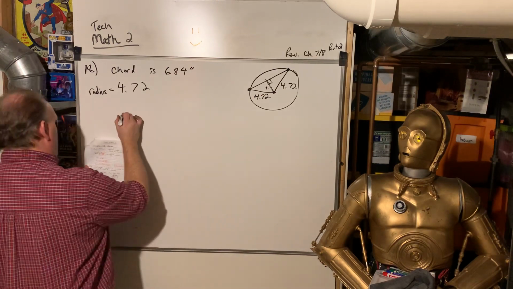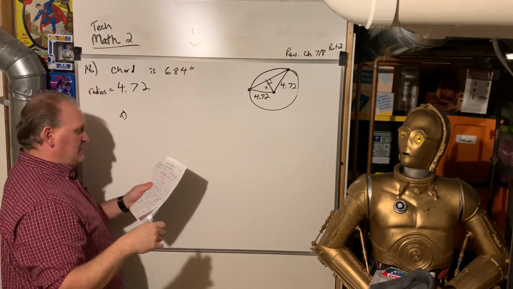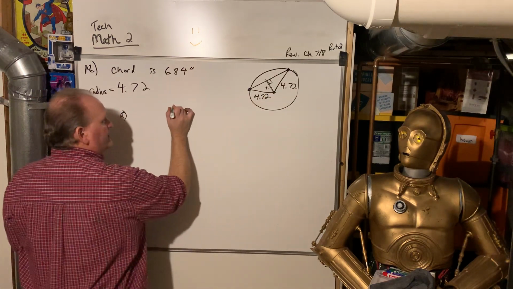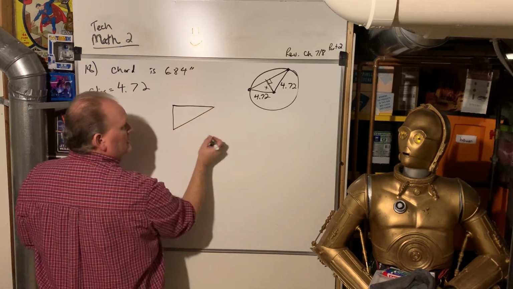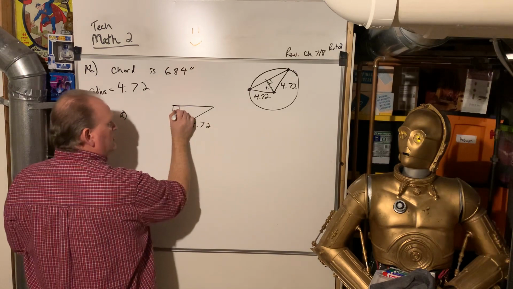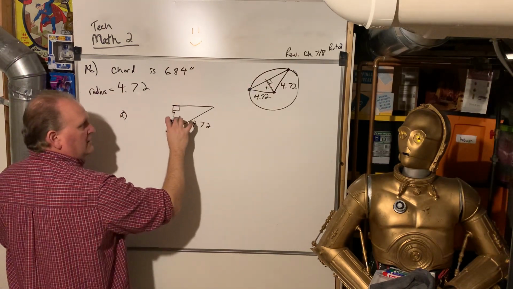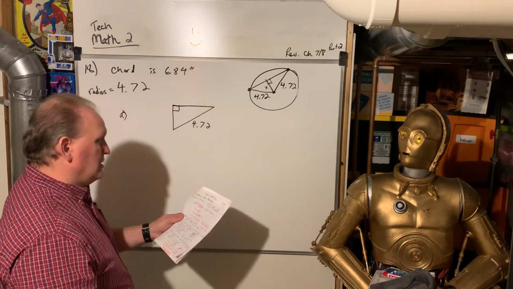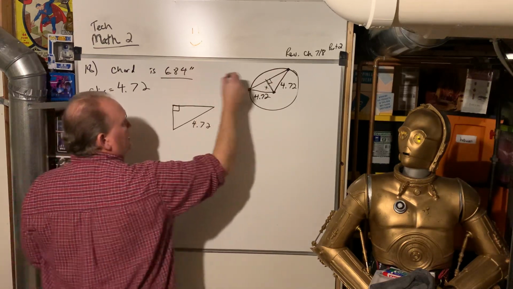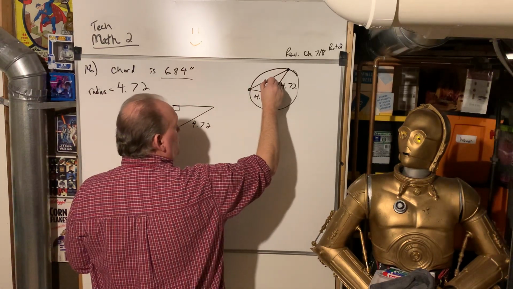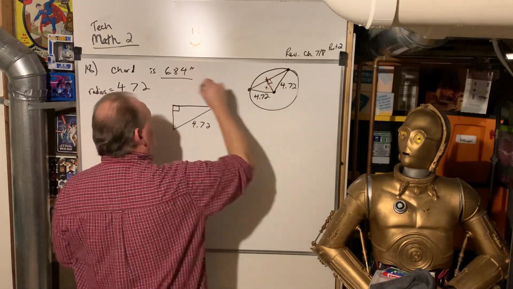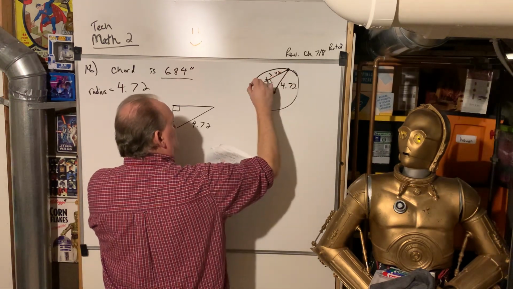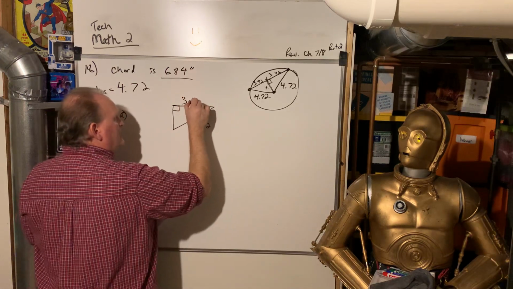So when we set that up for part A, find the perpendicular distance from the center to the chord in hundredths, I'm just going to draw this triangle. We know the hypotenuse is 4.72, and that's 90 degrees. They also gave me the chord length, the whole chord is 6.84. When it goes from the center to the chord, it bisects it into two equal pieces, so this is 3.42 and this is 3.42.